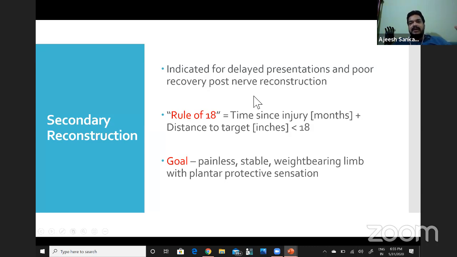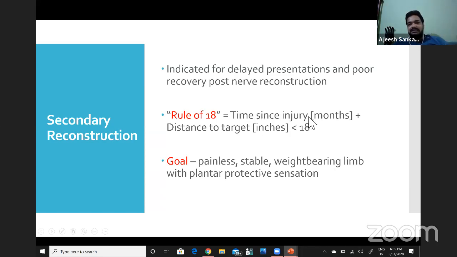So whatever repair we do should reach these motor end plates. The nerve fibers should reach these motor end plates within that time period from injury. And so that helps us realize whether we should go for a nerve primary reconstruction or should we straight away go for a secondary reconstruction.